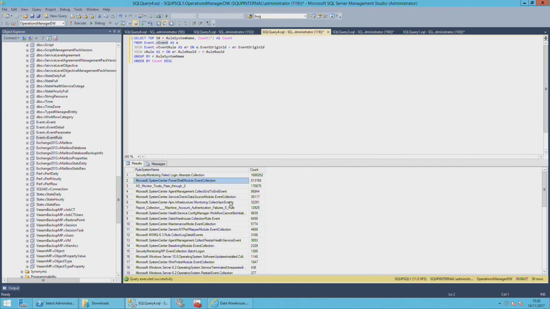Now, one thing we'll see in a second is event data, unlike performance data, where performance data is really just one number and a timestamp. Event data can be very large, right? Because you're pulling, for example, a full event log entry out of your event log and putting it into the SCOM data warehouse. So that's looking at data in.